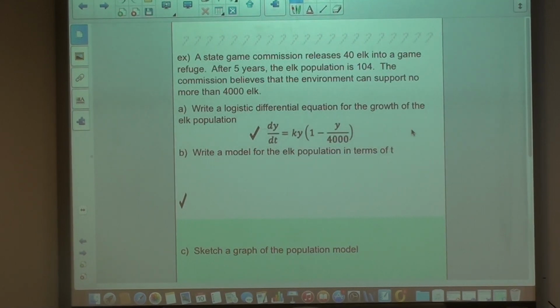Do you know how to start? You have to. But you know what y is? So y is 40, t would be 0. Okay, so you know L. That's probably better than my idea, setting it equal to 104. L is your limiting factor. 5 for T.